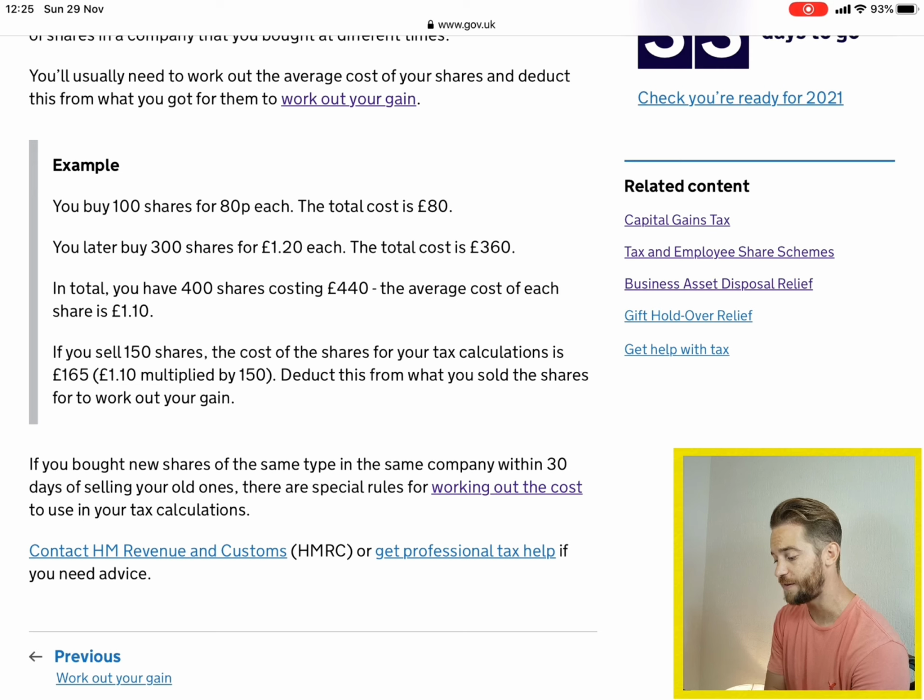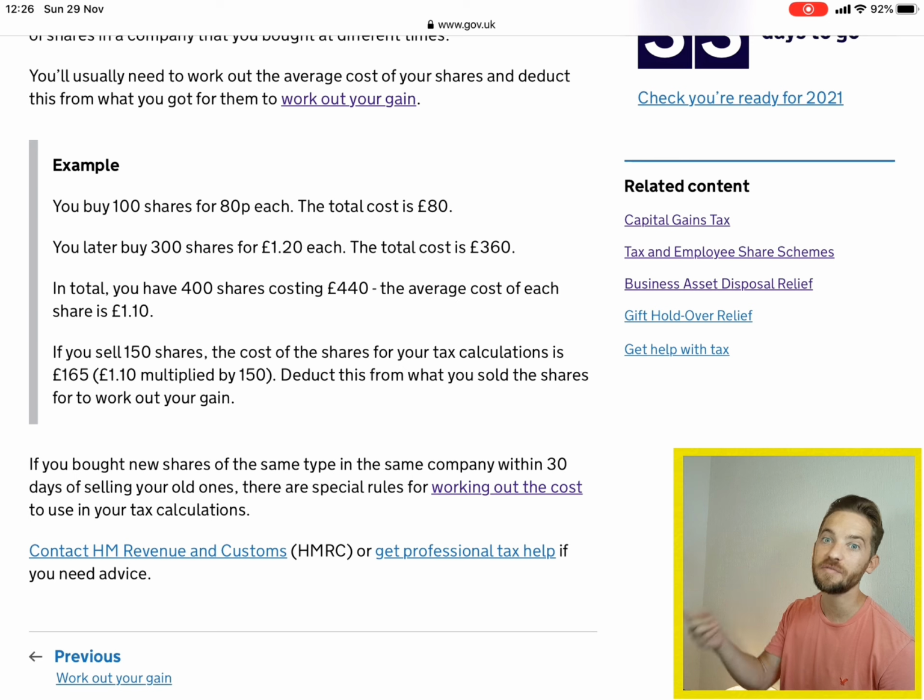So if you sell 150 shares, the cost of the shares for your tax calculations is £165, which is £1.10 multiplied by 150. Deduct that from what you sold the shares for to work out your gain. And again, that might make it sound very simple. It's just a weighted average. That's kind of what you would expect anyway. But there is another step to this that complicates things a little bit.